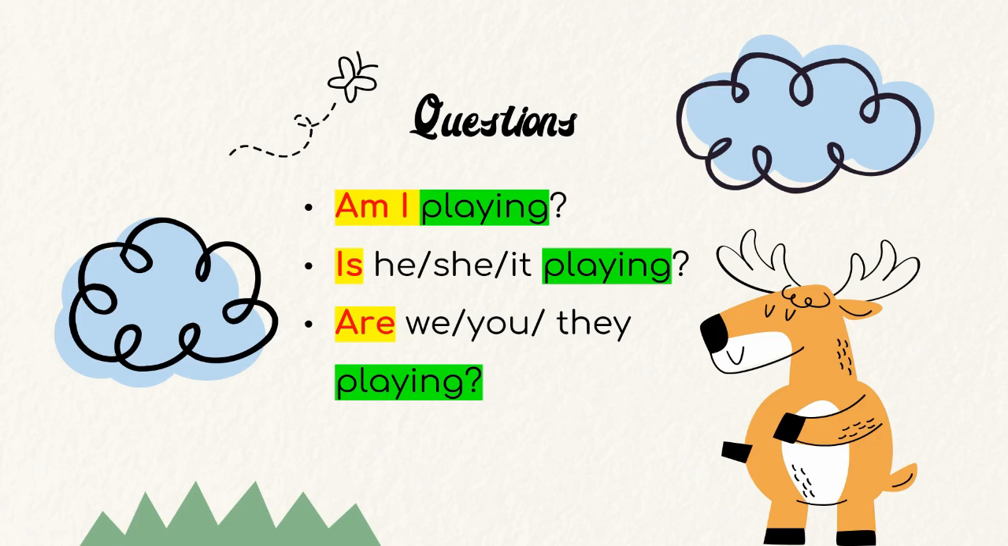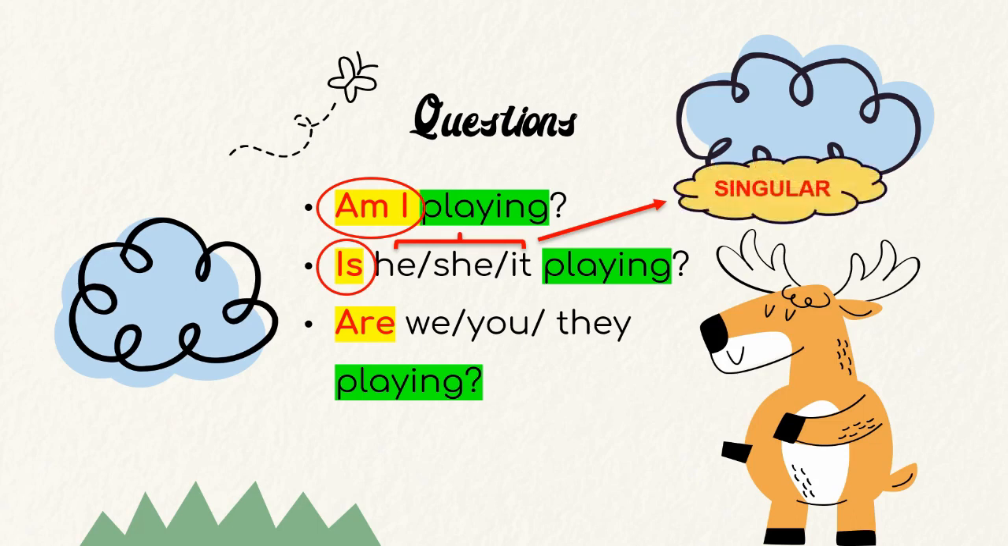Okay, moving on to questions. How am I going to ask a question? Make sure you place the subject after the verb at the front of the sentence. So for example, if you want to talk about I, am I playing? Is he, she, it playing? Why is it is? Because he, she, it is singular. It's talking about one person. If it's talking about one person, please begin your sentence by using is. Is he playing tonight? Is she joining us tonight?